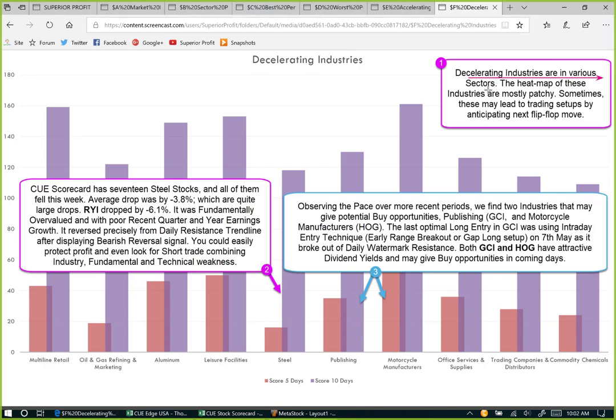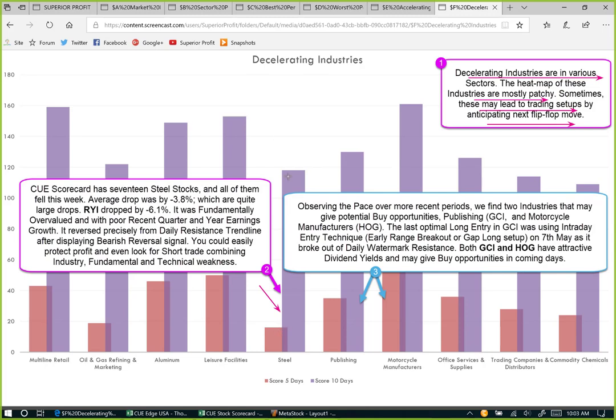Decelerating industries are in various sectors and the heat map of some of these are patchy, shifting between cyan, magenta, cyan again. Sometimes this may lead to trading setups by anticipating the next move of the flip-flop pattern. Before looking at the possible long trades that we can find from here, let's look at the steel industry.